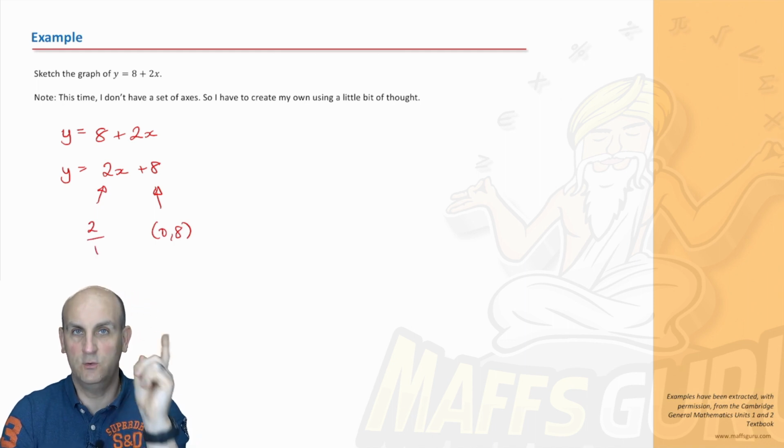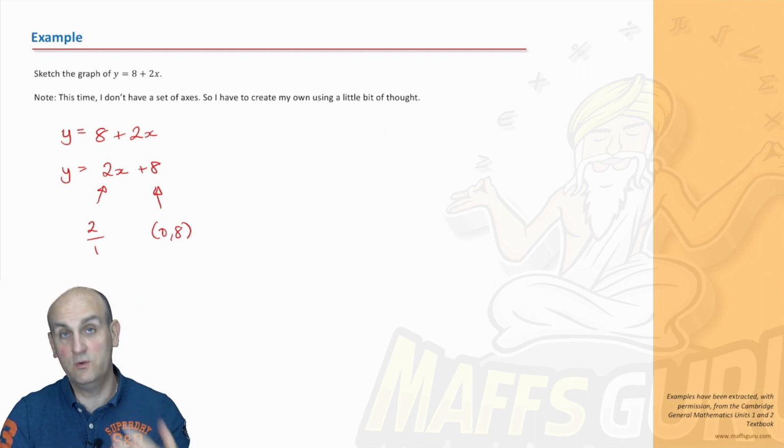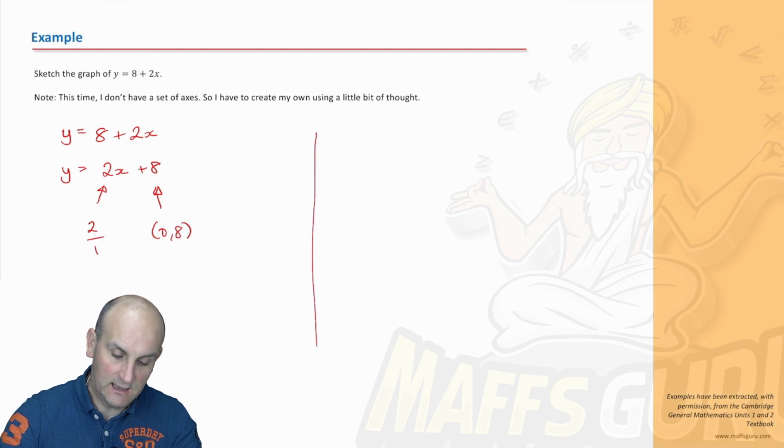So that means 2 up for every 1 across. All right, but there's no axes. How do I do this? Well, ladies and gentlemen, sometimes you're going to have to draw your own axes. How do we do this?